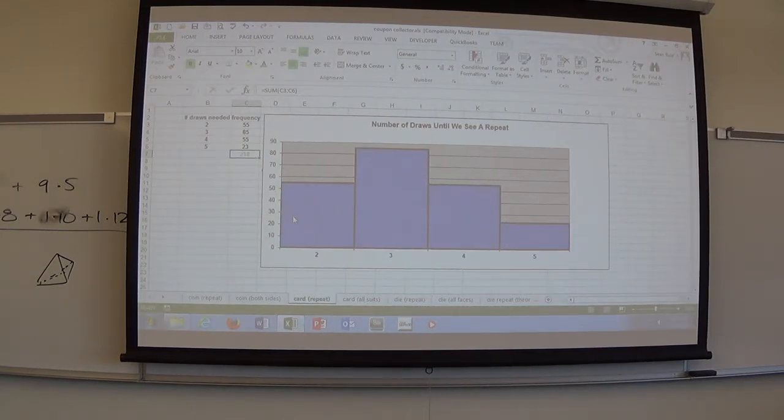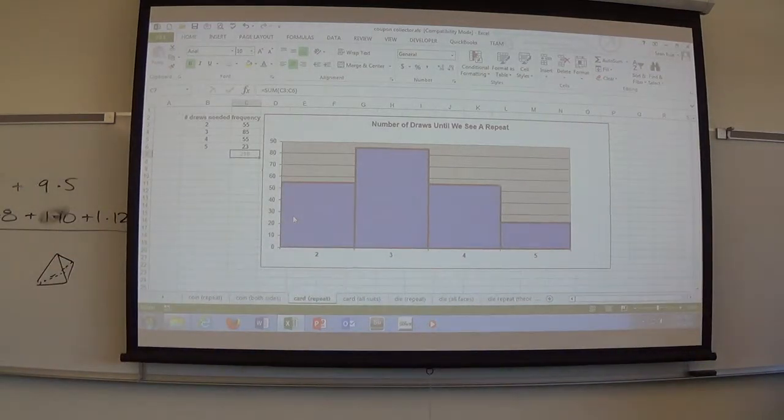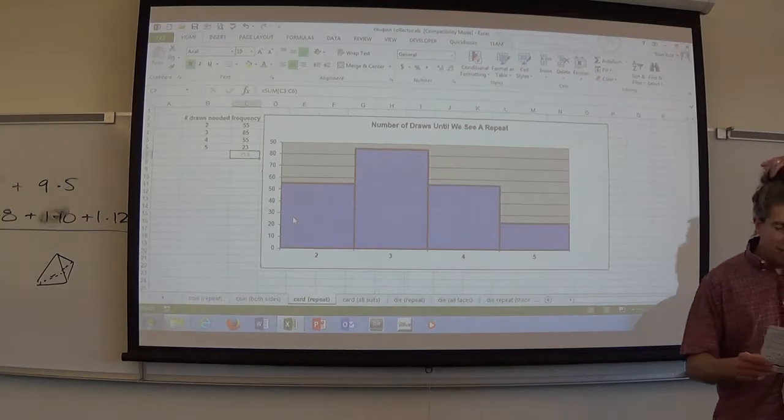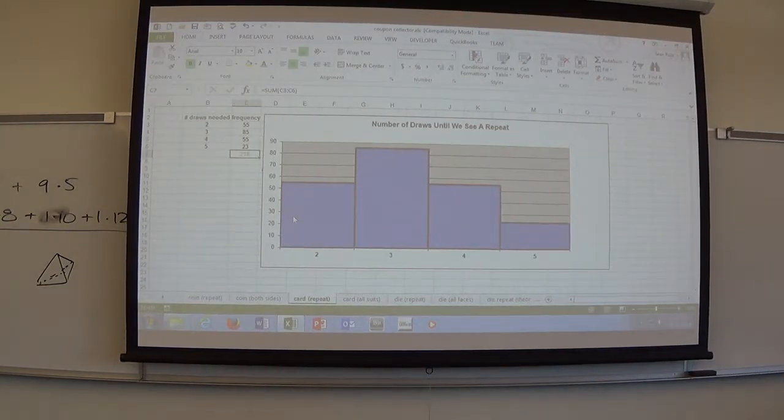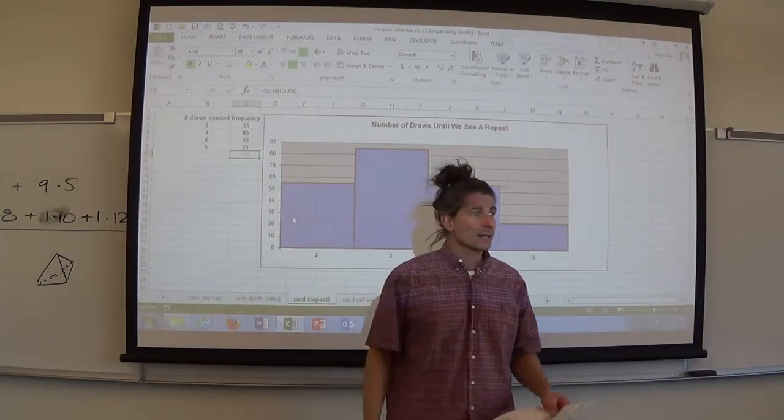So now flip your quiz over. Flip your quiz over to the second side and fill this distribution in. See the until repeat scene distribution right here? Fill in our class results. 55, 85, 55, 23.